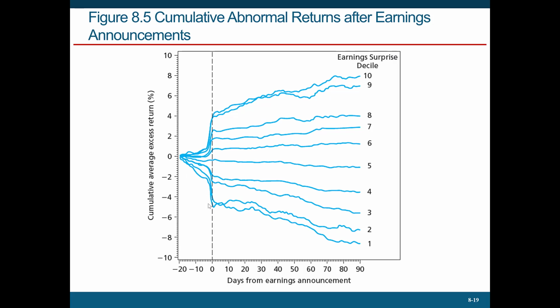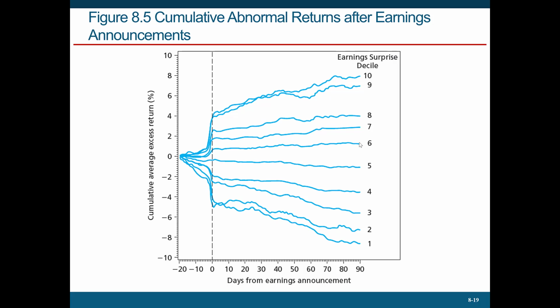Similarly, for group one, the stock price goes down on the day of the announcement. Again, that's not surprising, but it keeps drifting down over the next 3 months, right? So that downward slide, that decline doesn't stop on the day of the announcement. It just continues over the next 3 months, right?